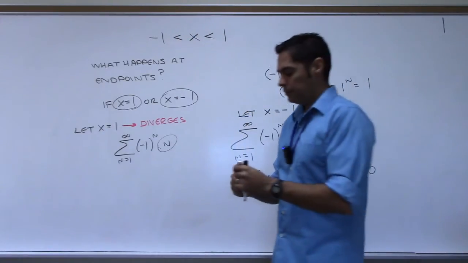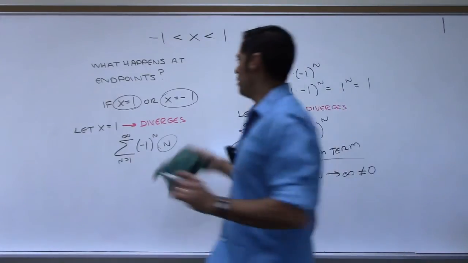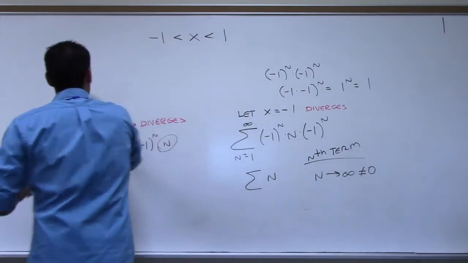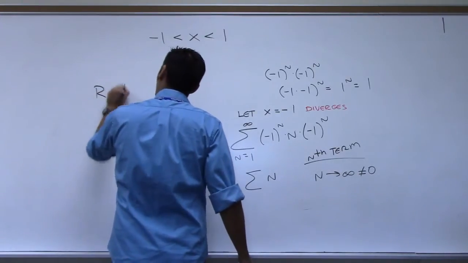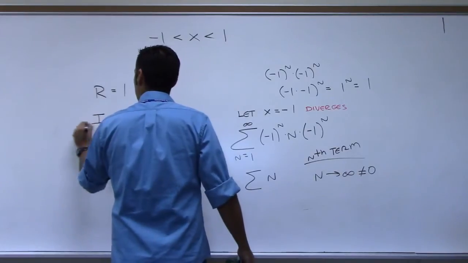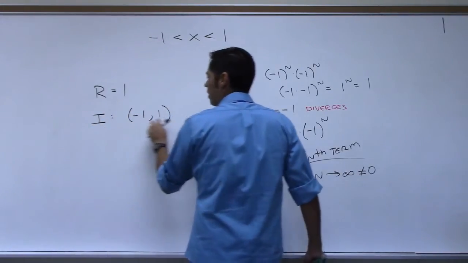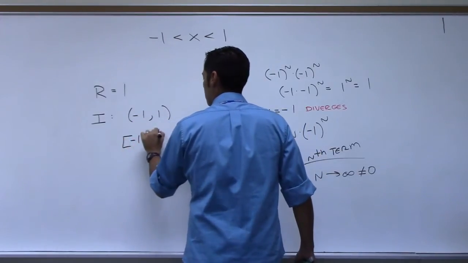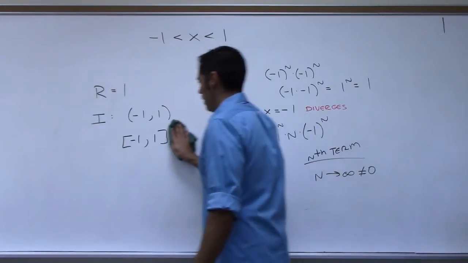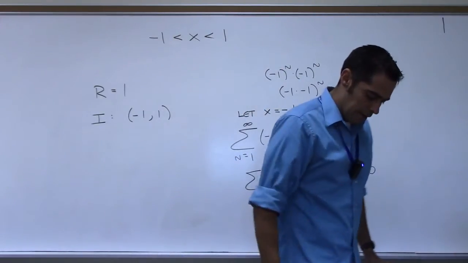So in summary, final answer here for this series. The radius of convergence is 1. The interval of convergence is the interval negative 1 to positive 1, not including the endpoints. So if I did want the endpoints, I would have done this. Okay, but I don't want the endpoints, so that's it. All right, let's take a look at number 2.